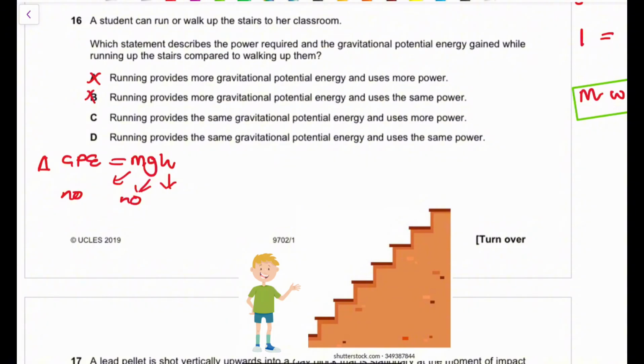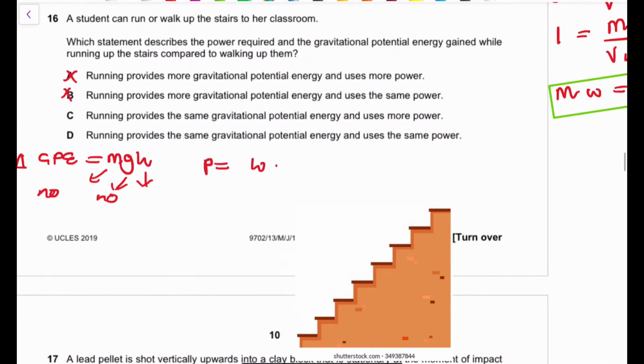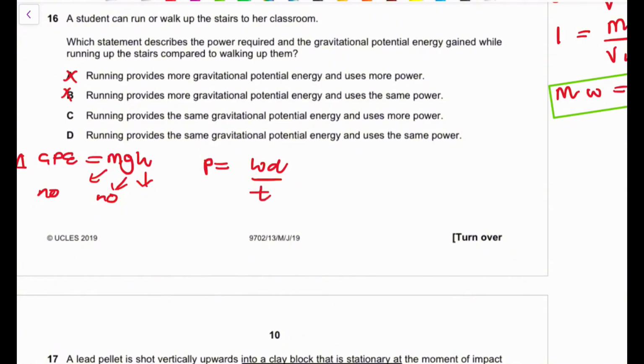Then in terms of power, if you're running, you need more power than if you're walking. Logically, if you're going to run, you're going to need a lot of power. How I thought about this is that power is going to be the work done divided by the time, right? So the work that you're going to do as you run up might be the same, doesn't matter. But the time is going to be less, because you're running. The time is going to be shorter. But as time decreases, the value of P is going to increase. Literally, the value of P is going to be bigger because the time has decreased. So you're going to use more power.